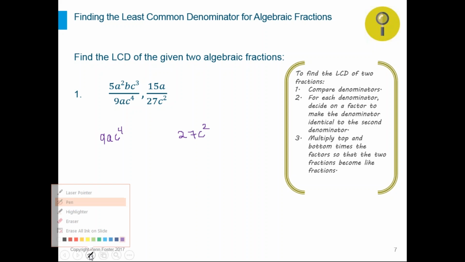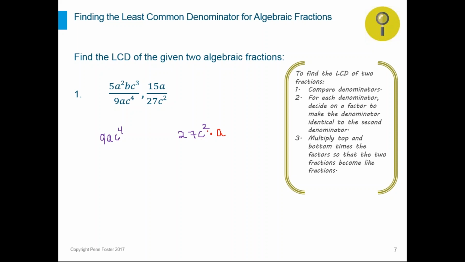I'm also going to use color coding, and try to keep up with that so we're able to identify the factors that we use. So we said we're going to multiply times a. And again, the reason is the a appears in the first denominator but not in the second denominator. So we need to bring in the a to the second denominator. So multiply the second denominator times an a. Now, that's not the end of that. We see that one denominator has a c to the fourth. The other one only has c to the second.